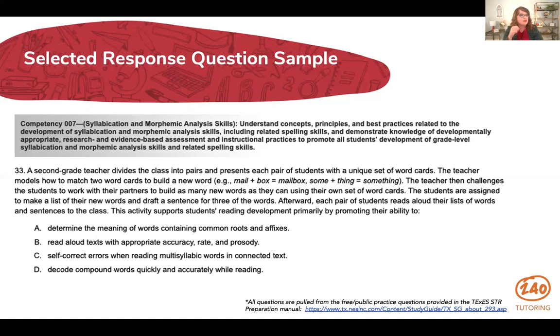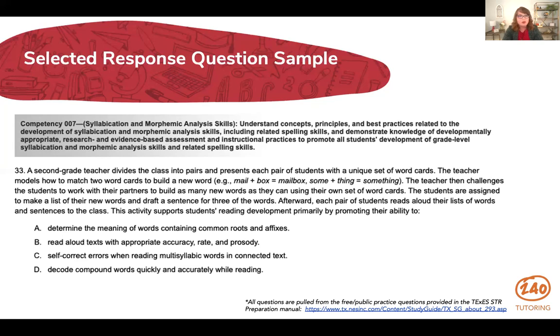This activity supports students' reading development primarily by promoting their ability to A, determine the meaning of words containing common roots and affixes, B, read aloud text with appropriate accuracy, rate, and prosody, C, self-correct errors when reading multisyllabic words in connected text, D, decode compound words quickly and accurately while reading. Hopefully this one's fairly easy for you.